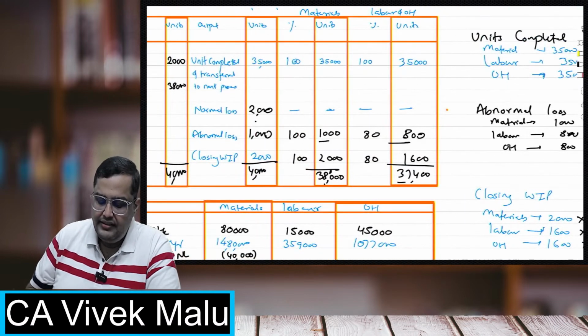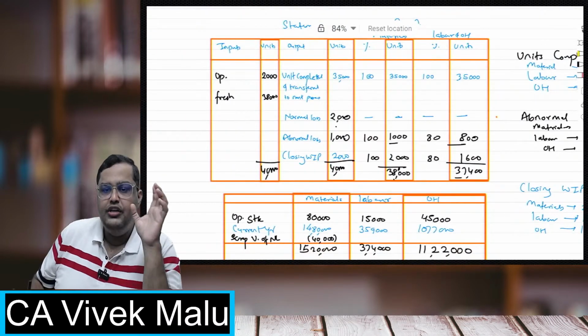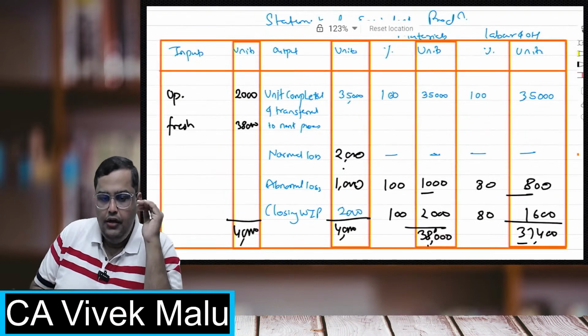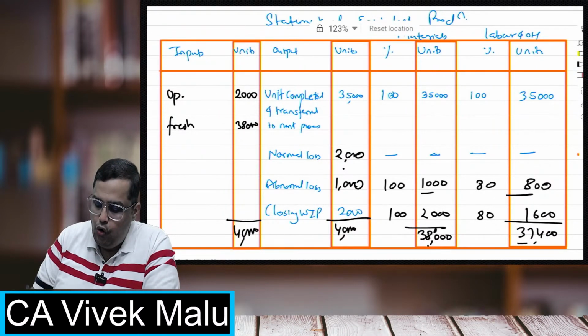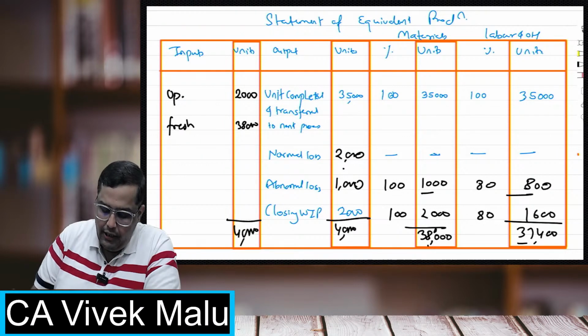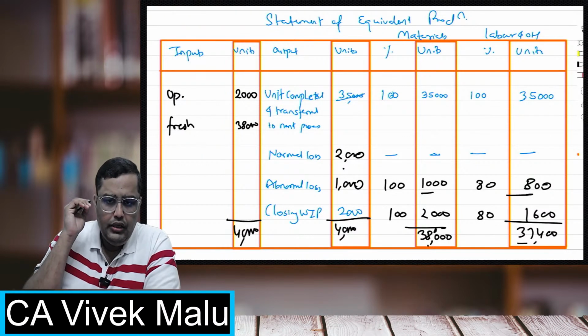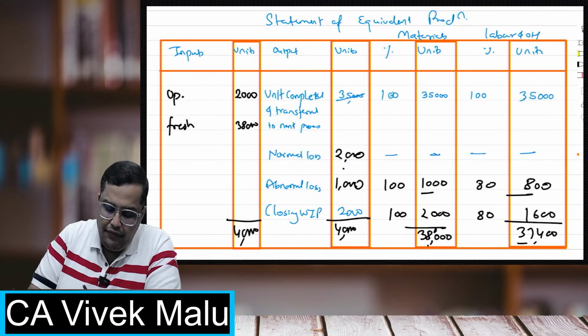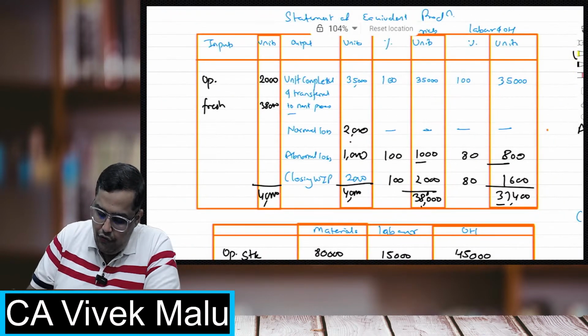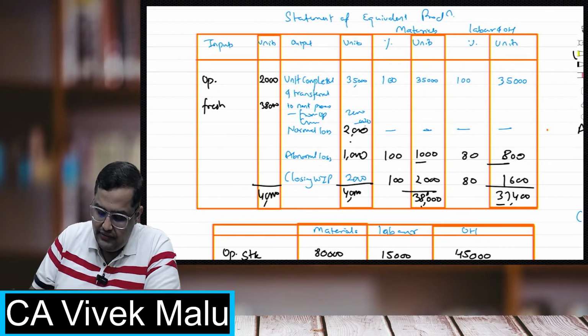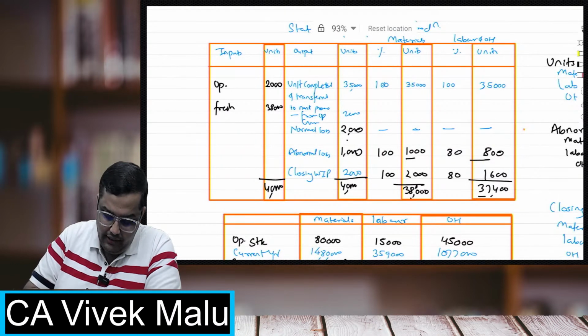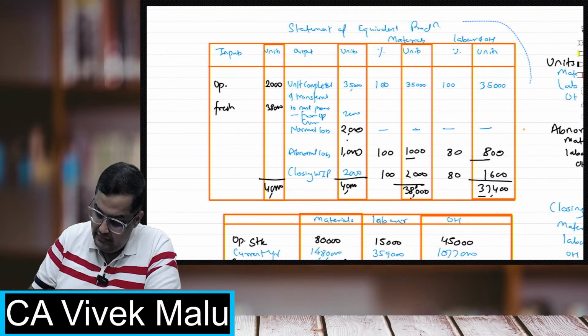Sir, if we solve the same question using FIFO, what will be the changes? If you solve the same question with the help of FIFO, then I'll have to make a change over here. For units completed and transferred, I'll have to make a breakup. How much is from the opening stock? I'll write it like this: from opening stock 2000 units, and from current production 33,000 units. So I'll make a change like this. In case it is possible for me, I'll just show it to you.